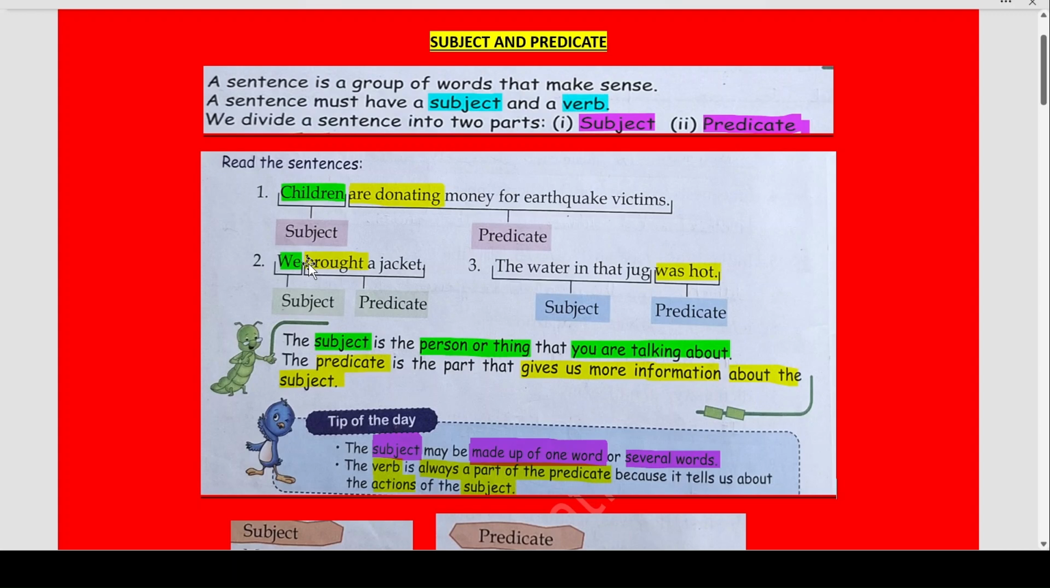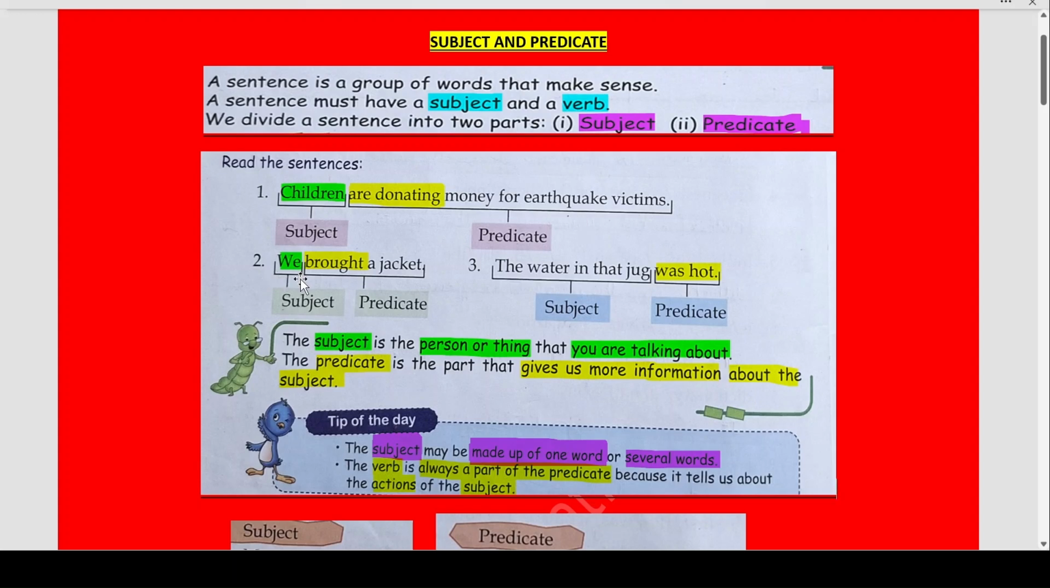So, in the first sentence, children are donating money for earthquake victims. The subject is your children about whom we are talking, and the action is that the children are donating money. So, that part of the sentence which has the verb denoting what action is being done by the subject is the predicate part of the sentence. So, are donating money for earthquake victims becomes your predicate part of the sentence.